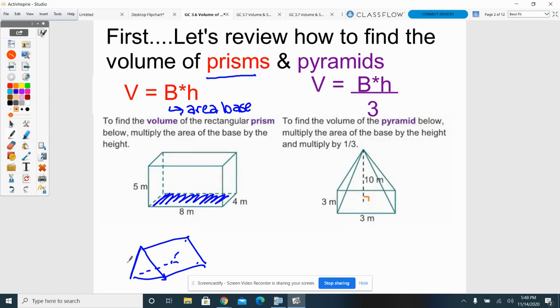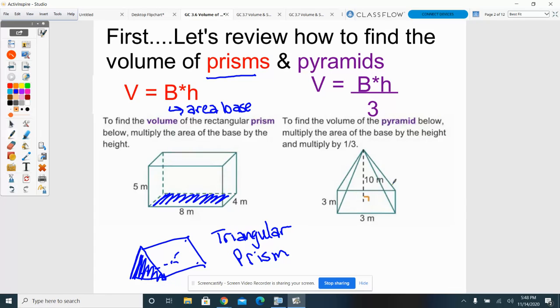When you're looking at the triangular prism, big B would be the area of the triangle, because the base is whatever we name it. Remember, if it's a triangular prism, then the base would be a triangle. If it's a rectangular prism, the base would be a rectangle. So you can take big B times H.